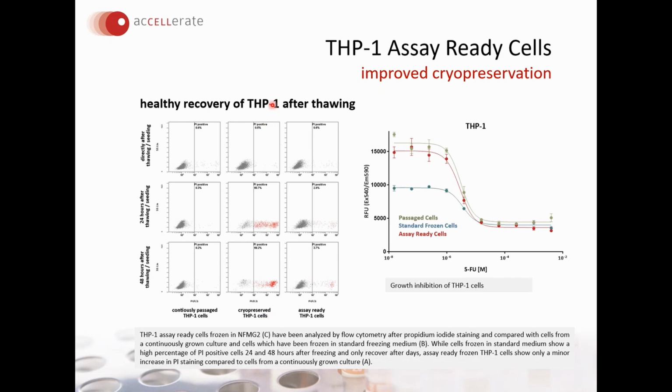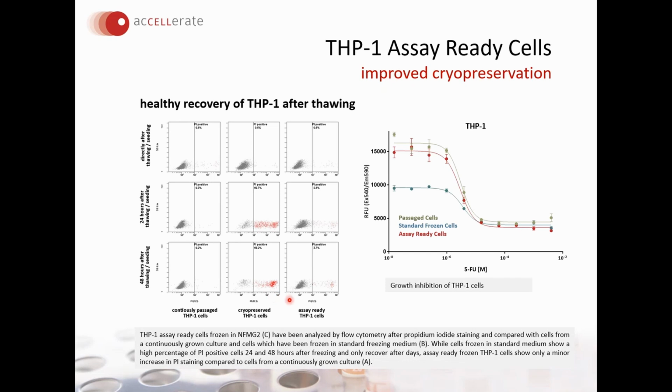In the middle column, these are cells which have been recovered from a standard cryostock of THP1 cells. Immediately after thawing, the cells are of high viability. But 24 hours later, there is an increasing amount of PI positive cells, also after 48 hours, which indicates that a lot of cells are dying after thawing from the frozen stocks. And if you know THP1 cells, you will confirm that these cells usually take a week, sometimes even longer, to fully recover from a frozen stock, so that you can use them and they fully enter proliferation.